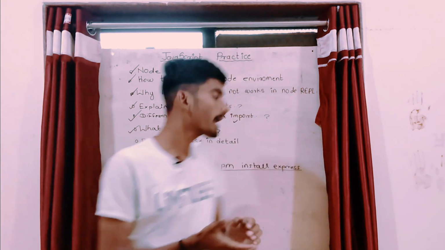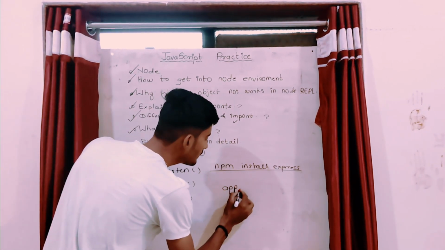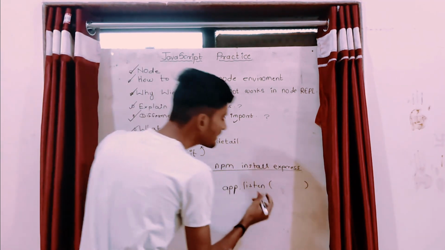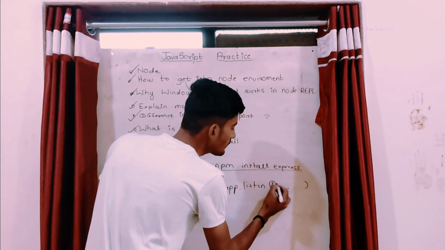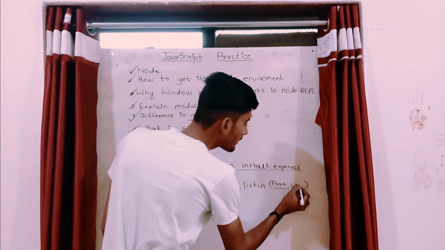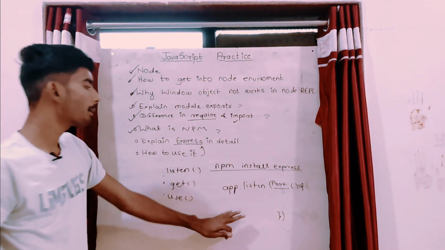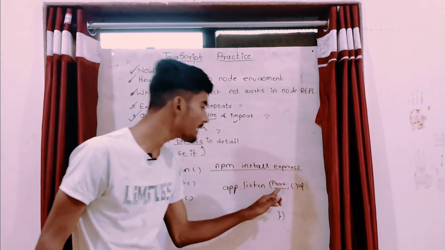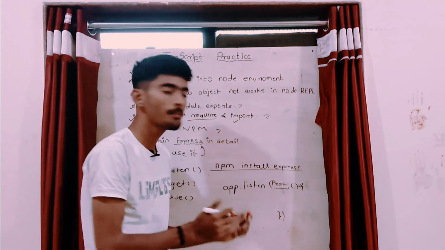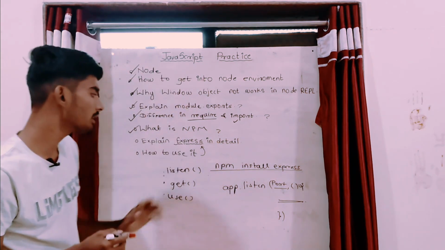If you have access to your data in the app variable, then if you want to use this, you will simply write app dot listen, and this function takes two parameters. The first is the port, where you write the port number, and the second is the callback. So this is what app.listen looks like. You simply write the port number on which you want to run your server, and you write whatever you want to return as output. Okay, so this is the app.listen method.